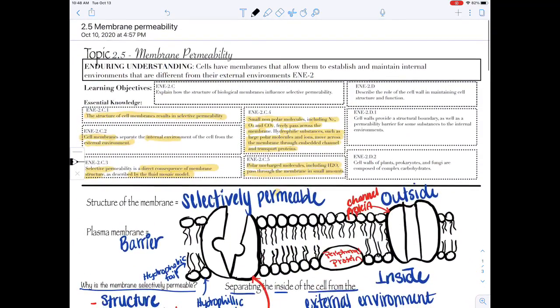So if we come back to our essential knowledge, you need to know that cell walls are providing a structural boundary as well as being a permeability barrier for substances to the internal environment. You need to know that the cell wall of plants, prokaryotes, and fungi are composed of complex carbohydrates.